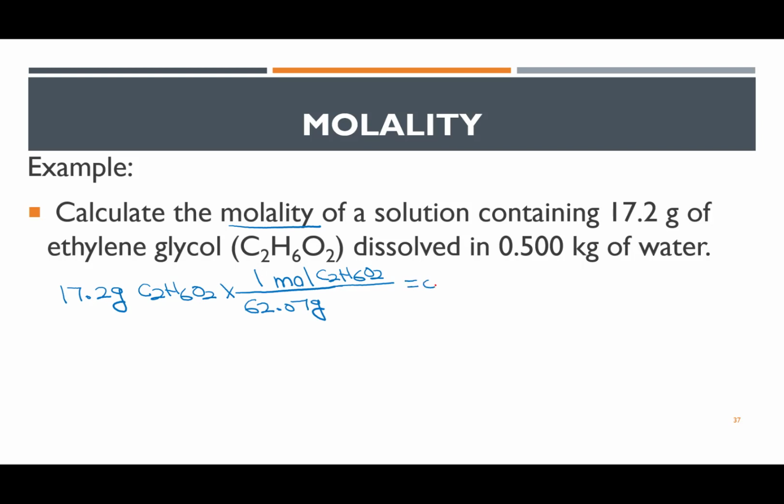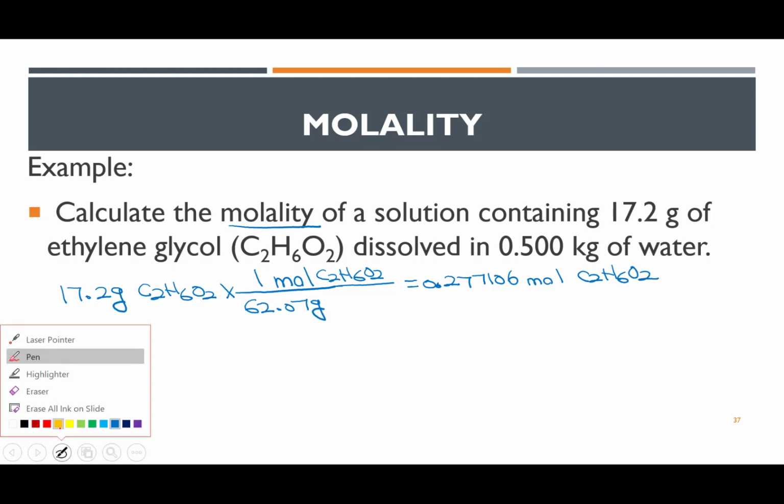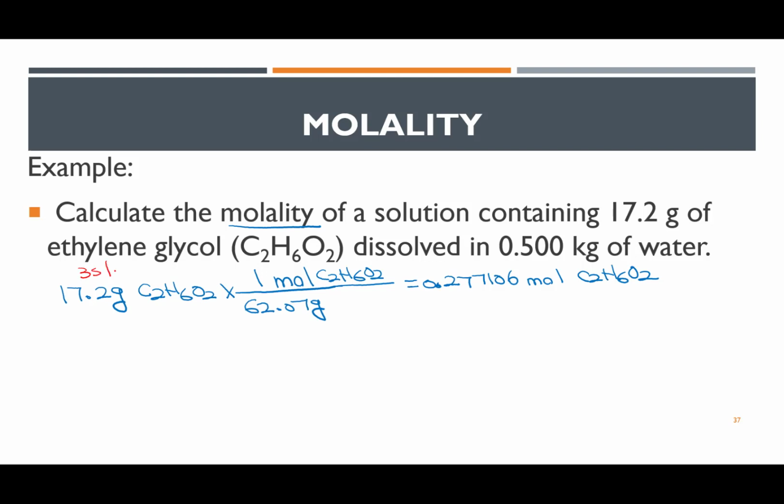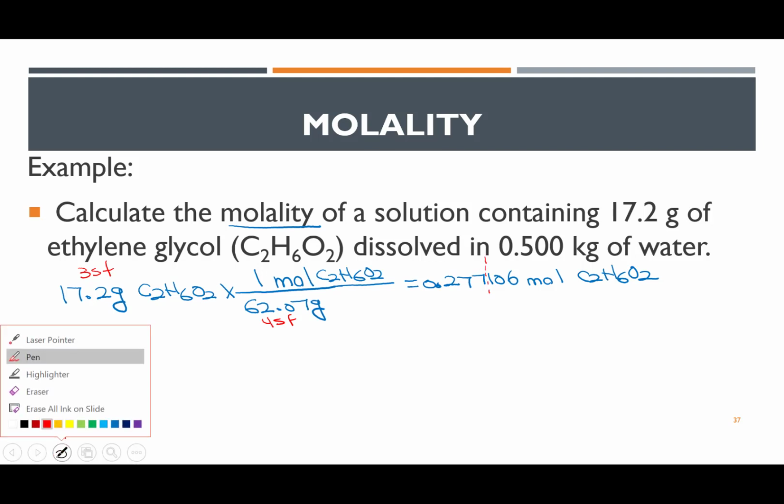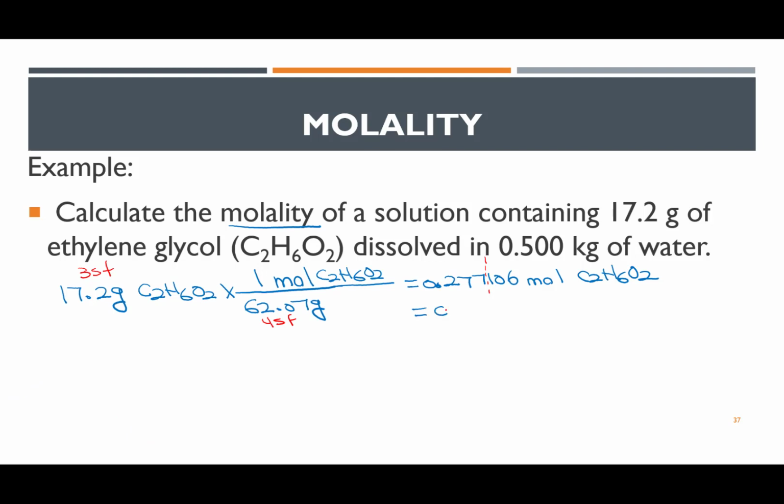Which will be equal to 0.277106 moles of ethylene glycol. Now let's do the sig fig. This number is 3 sig fig. Molar mass is 4 sig fig. Between 3 and 4, I choose 3. Here are the moles of ethylene glycol: 0.277 moles of ethylene glycol.